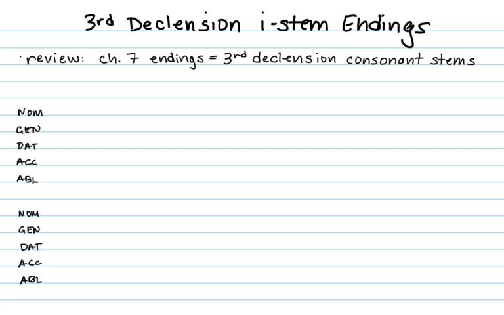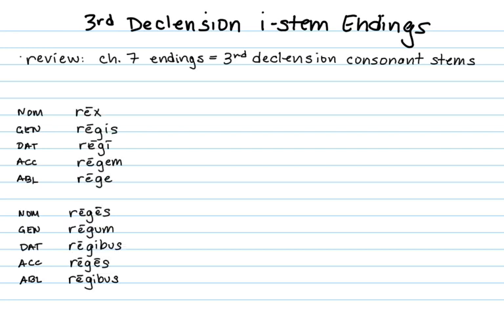So let's review the consonant stem endings. Rex, regis, regi, regem, rege, reges, regem, regum, regibus, reges, regibus. This applies to masculine and feminine nouns, consonant stems, third declension.